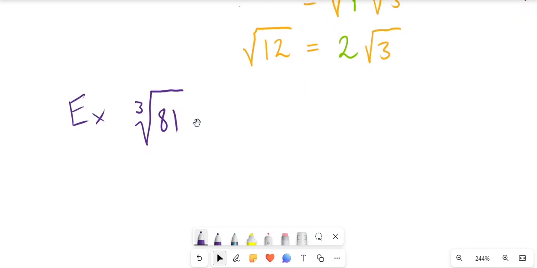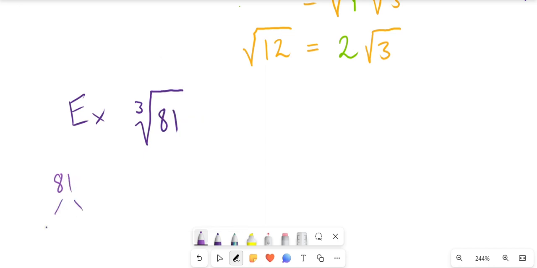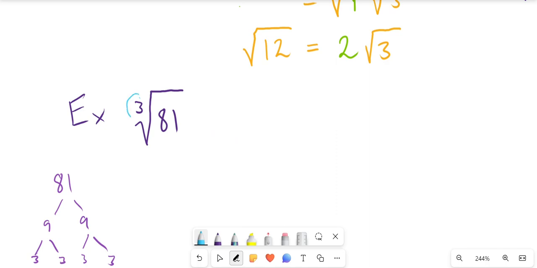I think it's helpful for these to start by making a little factor tree, right? You could break this down into 9 and 9. And the 9s break down into 3 and 3, 4 3s, right? This is because this is 3 to the 4th. So we would wind up with 4 3s in the factorization. But what am I asking up here? I'm asking about a cube root, so what times itself 3 times. So I am now going to look for triples.